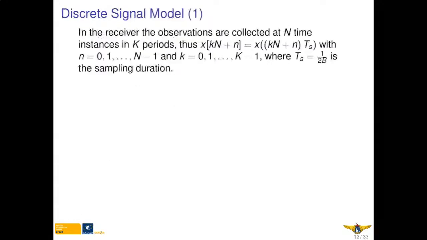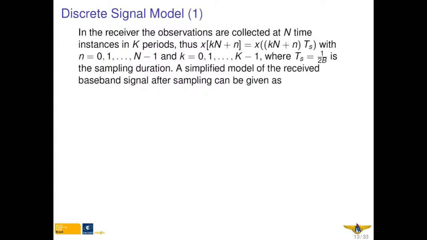The receiver usually works with digital signals. So the signal is sampled at N time instances in K periods. Thus, we can arrive at a digital signal x[kN+n], which is equivalent to the samples of the continuous signal x(t), where n is running from 0 to N-1, and k is running from 0 to K-1. And Ts is the so-called sampling duration, which is here equivalent to 1 over twice the receiver bandwidth B.